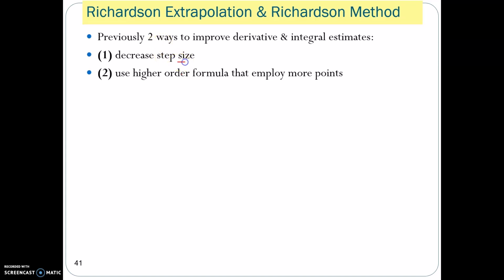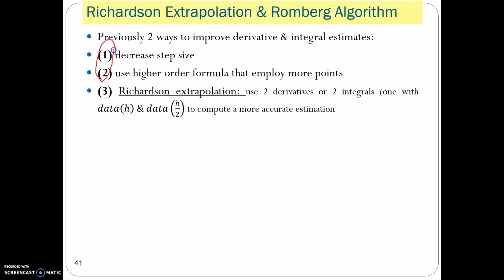Previously, we used two ways to improve the derivative and integral estimation. We can either decrease the step size or use differentiation or integration with a higher order formula in order to improve the approximation. Besides these methods, we can also use the Richardson extrapolation to obtain a more accurate estimation. This method requires two derivatives or two integrals, one with data with step size h and another with step size h over 2, to obtain the result.